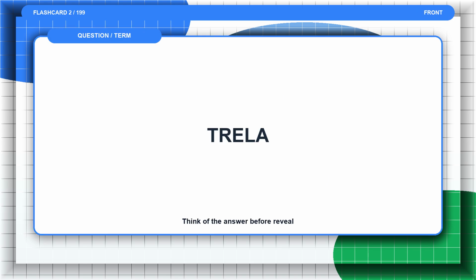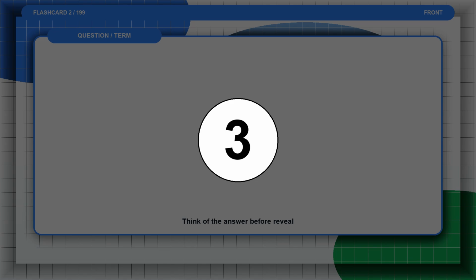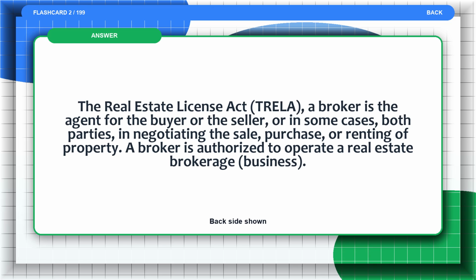Flashcard 2. TREC. Pause and think of the answer before the reveal. The answer is the Real Estate License Act. TREC. A broker is the agent for the buyer or the seller, or in some cases both parties, in negotiating the sale, purchase, or renting of property. A broker is authorized to operate a real estate brokerage business.